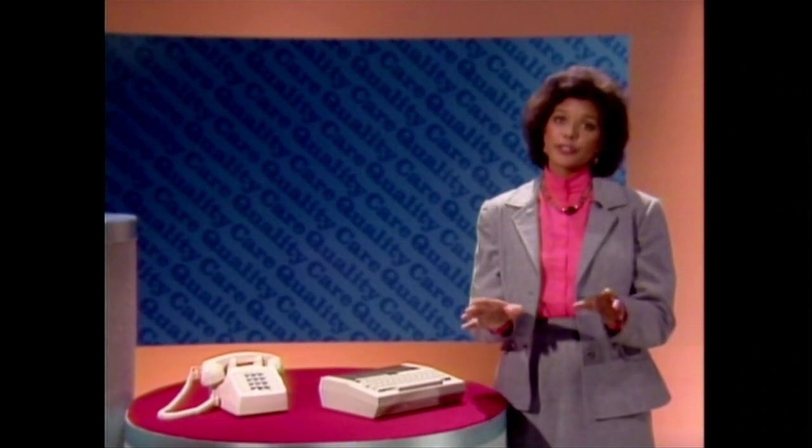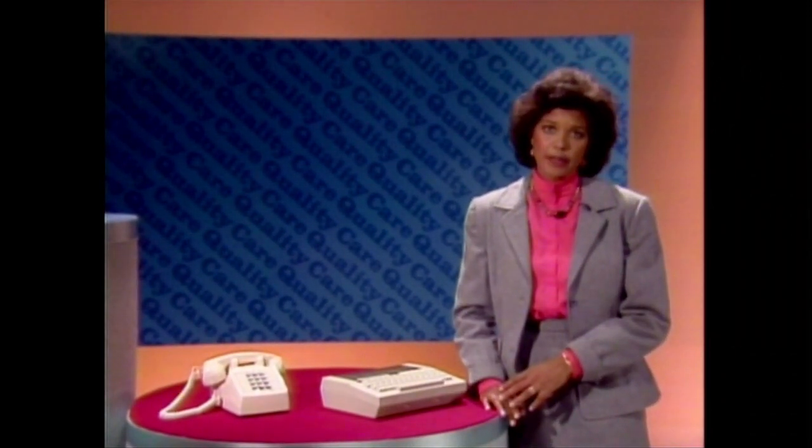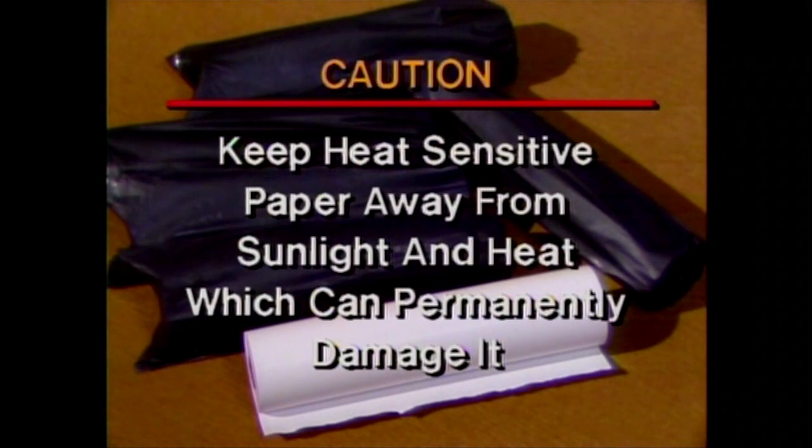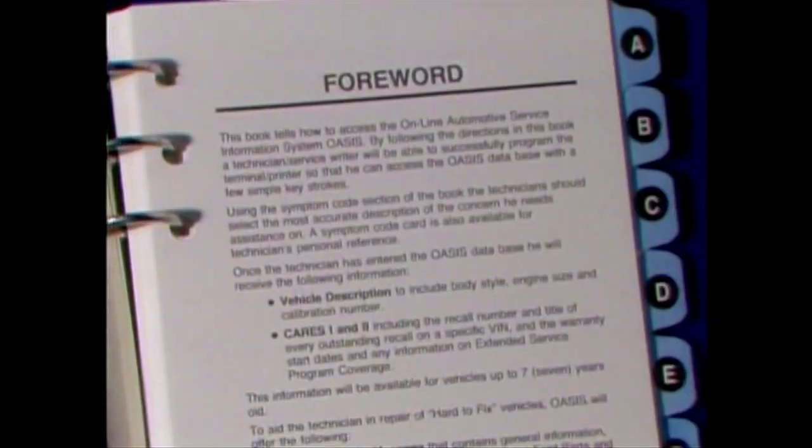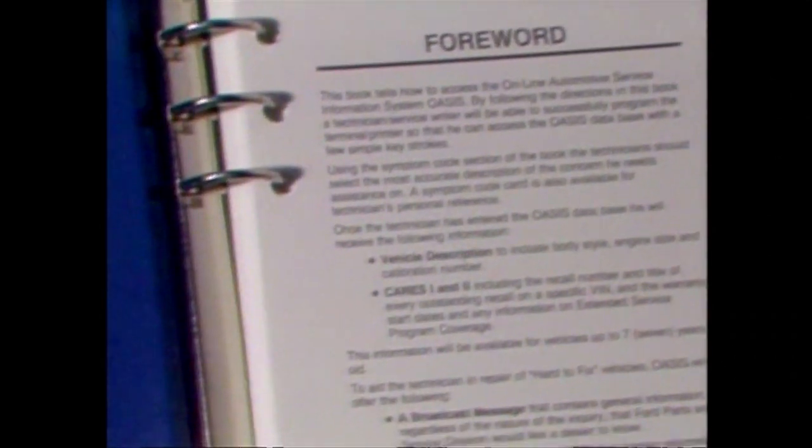Before we go any further, there are several things we should caution you about. Keep the heat-sensitive paper away from sunlight and heat, which can permanently damage it. Inside the cover of your OASIS manual, you will find a label which will provide you with your OASIS telephone number, network logon ID, network password, application ID, and application password.